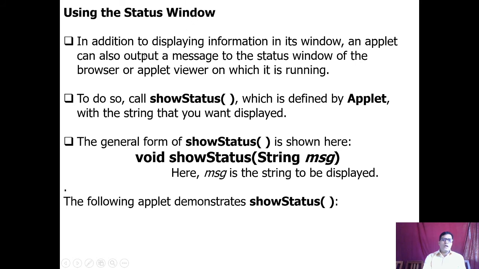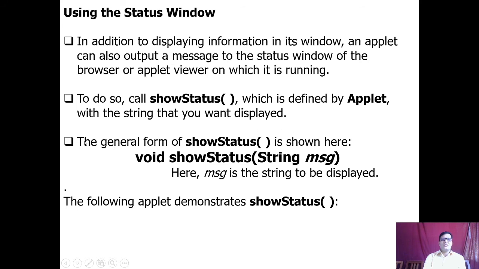To display status information, we have to call the showStatus method. If you want to use the status window, you are supposed to call the showStatus method. This is the syntax of the showStatus method, which is defined in Applet, with the string that you want to display. By using that string, the content can be displayed in your browser status window.